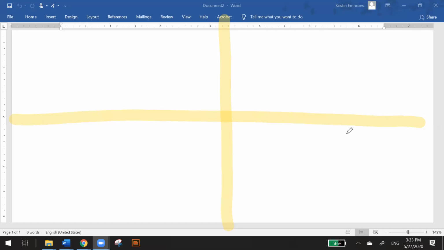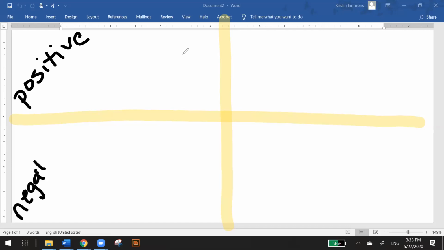But let's go ahead and talk about the 4 different kinds of slopes. Again, there's a positive slope. There's a negative slope. There's a slope of 0. And a slope of undefined.